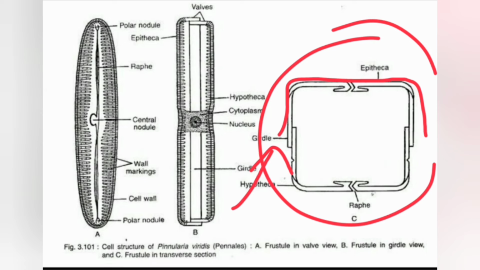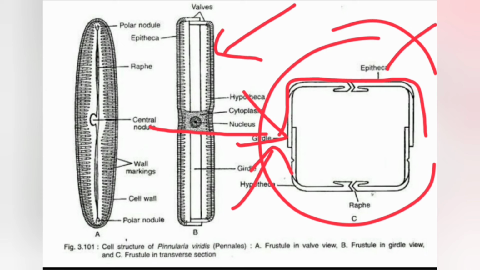Now when one or the other half is seen, just like in this figure C, this is known as the valve view. When you can see the valve, it is known as a valve view. But if you view from this side, where the girdle is visible, then it is known as a girdle view. So there is a valve view when you can see the valve, and a girdle view when you can see the girdle.